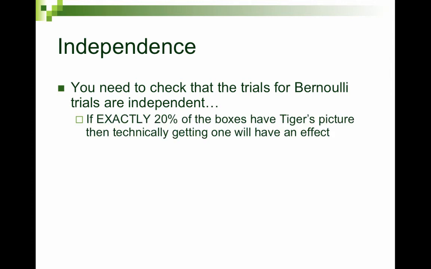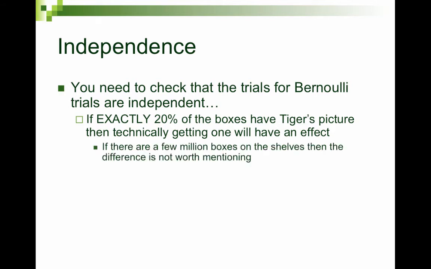If exactly 20% of the boxes have Tiger's picture, then technically getting one will have an effect. However, if there are a few million boxes on the shelf, then the difference is not really worth mentioning. If there are only 10 boxes of cereal, then only 2 contain Tiger's picture.